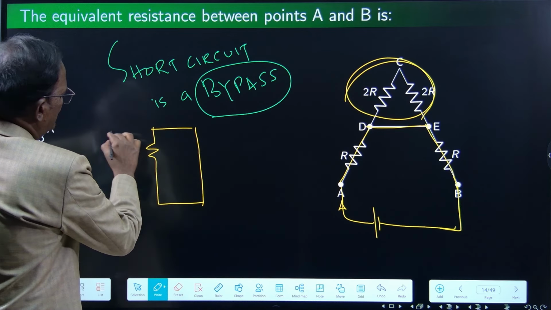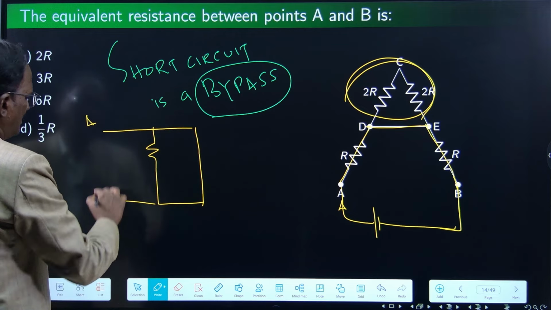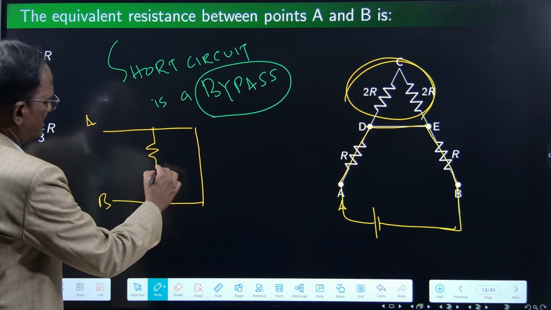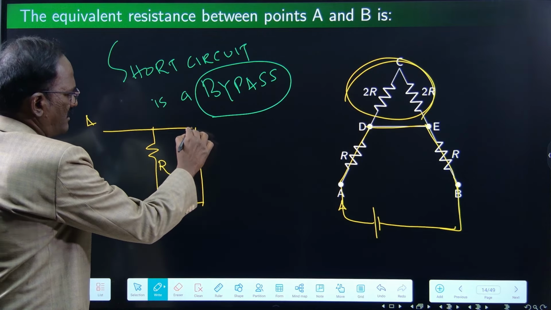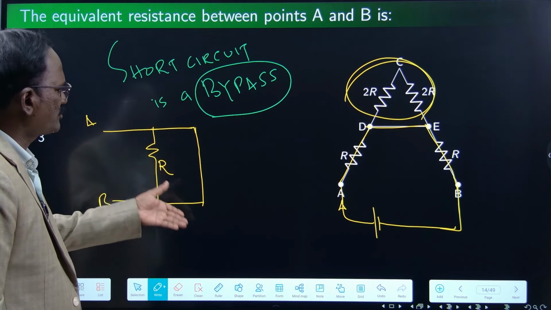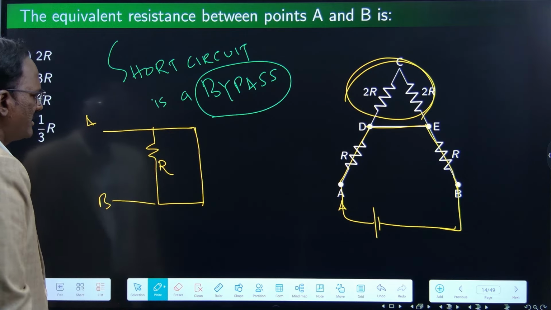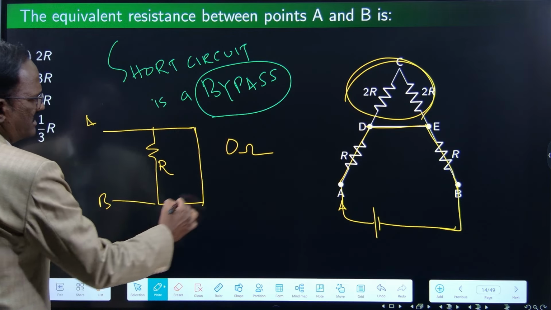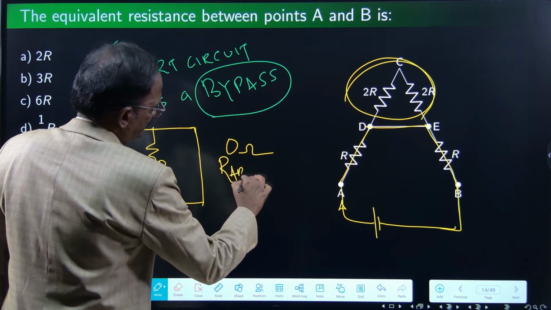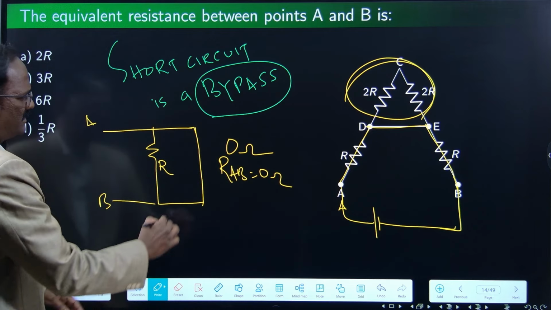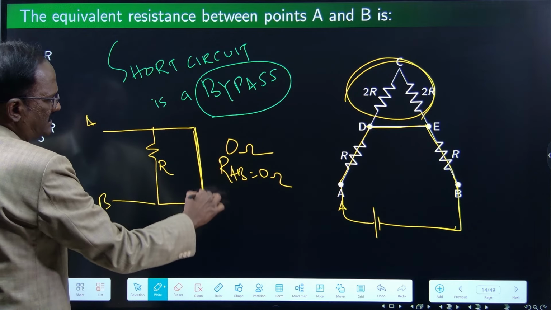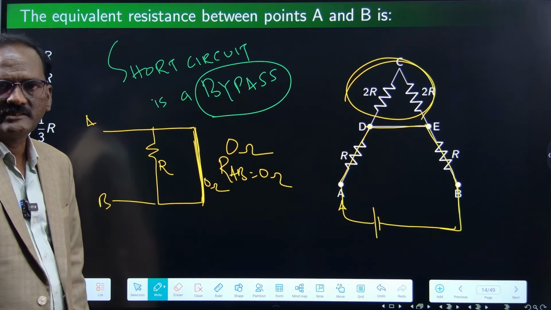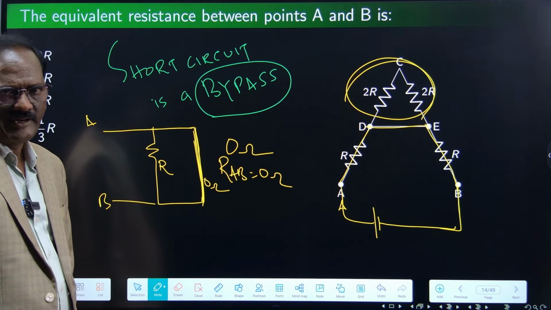What is the equivalent between A and B? I am taking one example circuit, A and B. This is R ohms. Across this R ohms, there is a short circuit. What is the equivalent value? It is not R. 0 ohm is the answer. RAB is equal to 0 ohms. Why? Always a short circuit is considered as 0 ohms, right?